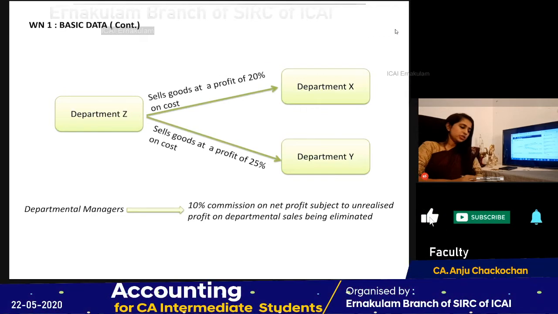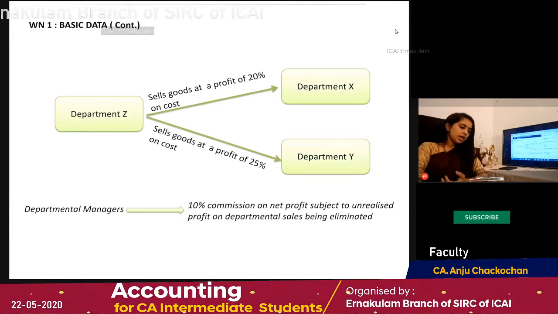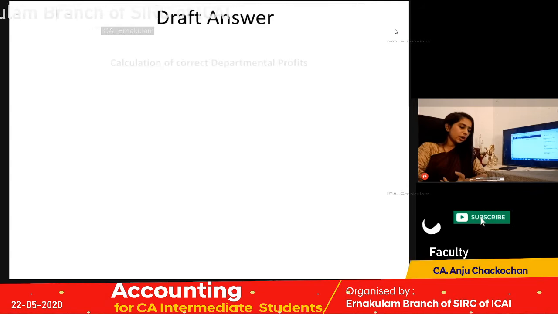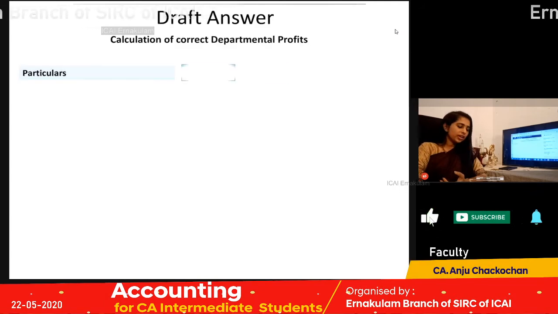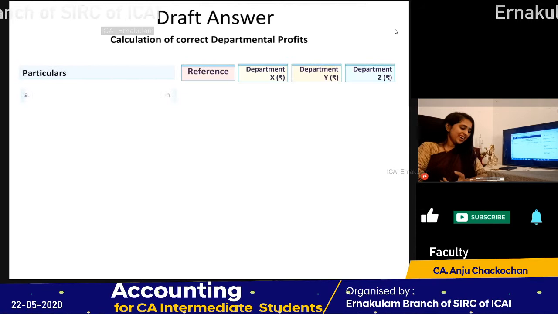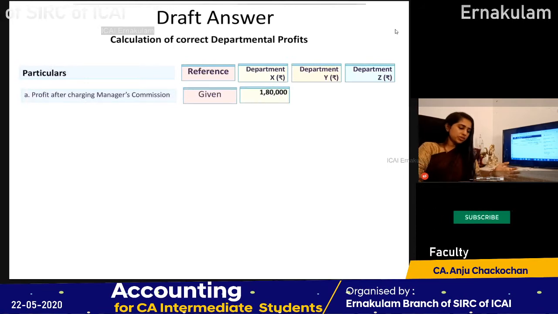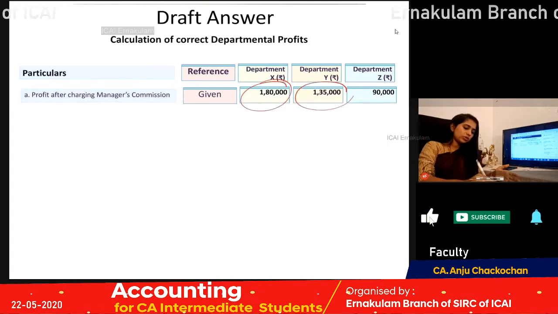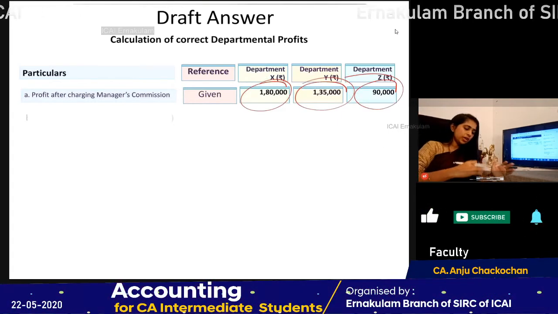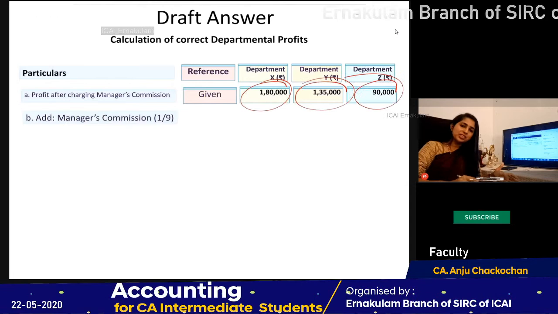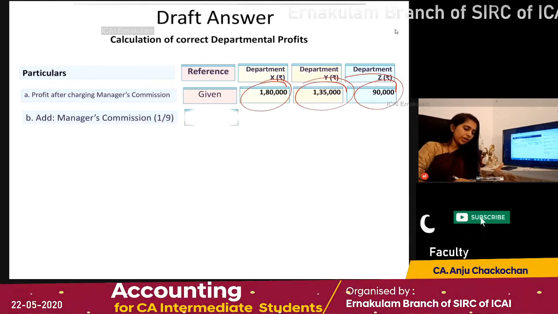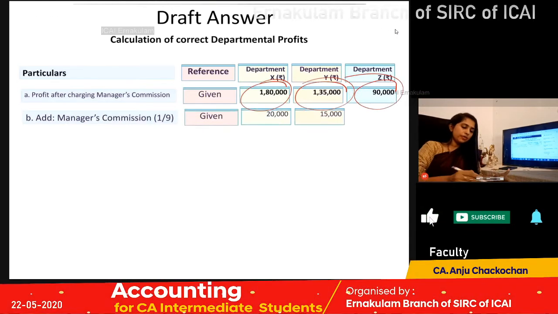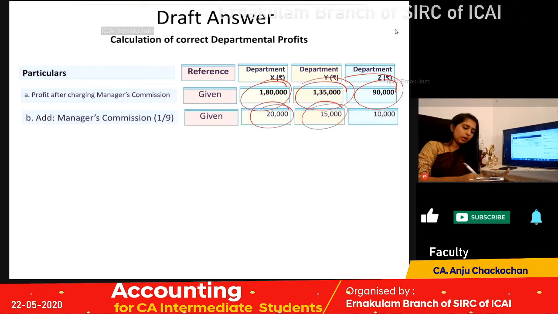All right. So let's move on further. Okay, we have done with the basic data. Now, once we are done with the basic data, now the draft answer. Okay, so now your part starts. The profit before managers, after charging managers commission is already given as 1,80,000, 1,35,000 and 90,000. Now to that we just have to add back the managers commission, which is 1/9 of it. Okay, 20,000, 15,000 and 10,000.